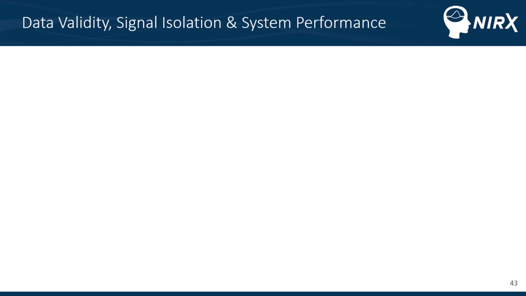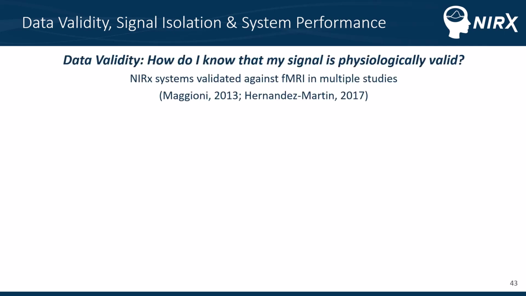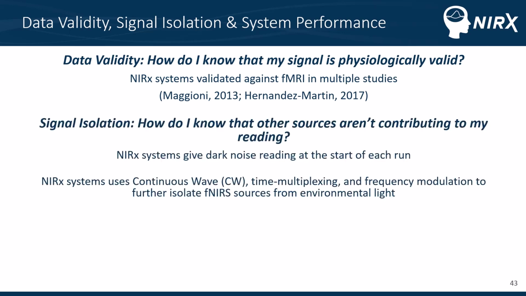Okay, data validity, signal isolation, and system performance in the NIRx platform. Data validity: how do I know that my signal is physiologically valid? Well, NIRx systems have been validated against fMRI in multiple studies. That is the closest we can get to assurance, basically, that the signal we're picking up is physiologically meaningful. Not all fNIRS systems have been validated against fMRI, but NIRx systems have been validated.